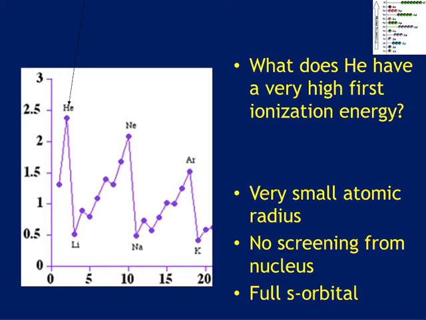Now, you may have a little bit of room for this, but helium has a ridiculously high first ionization energy, and it goes back to the fact that it has a very small atomic radius. It has no screening from the nucleus because all the electrons are in the first energy level, and it has a full s orbital. So when we draw helium, if this is our nucleus, this is where our electrons are. There is no screening, so it's going to be really difficult to remove the electrons from helium.